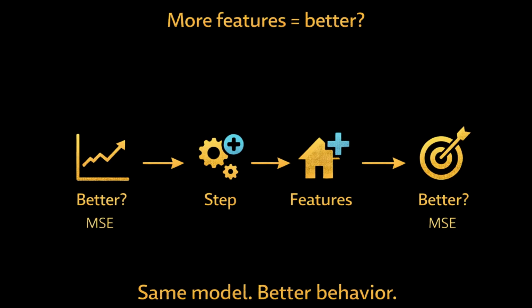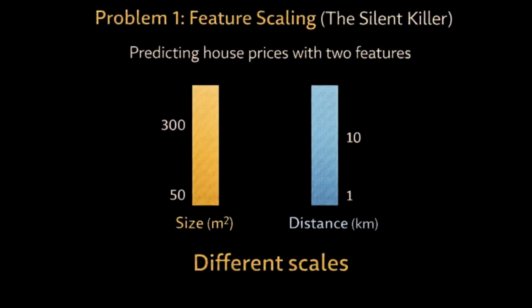So far, every time we added something, more steps, more features, the model got better. So it's natural to think, why not just keep adding more features? More information should mean better predictions. But this is where real machine learning gets tricky. Let's start with a subtle but very common problem: feature scaling.